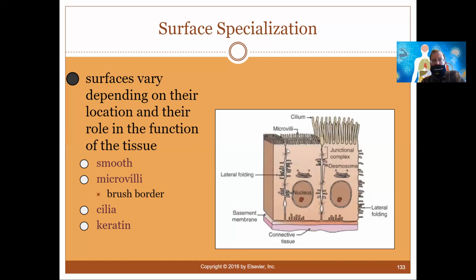And that duct is typically going to be 1 to 3 layers of cuboidal, usually 2. But we do see some simple cuboidal with glands as well. So again, it's not a slam dunk. If you always associate cuboidal with glands, you're going to be good.